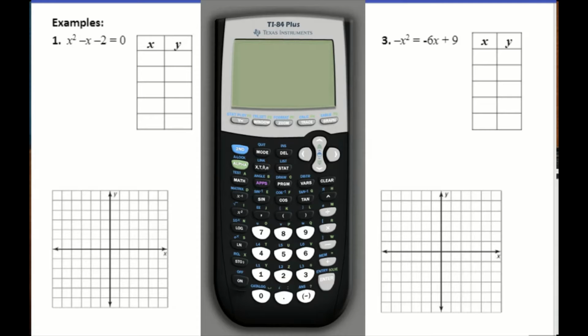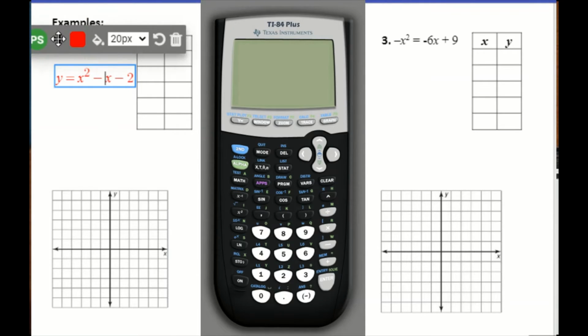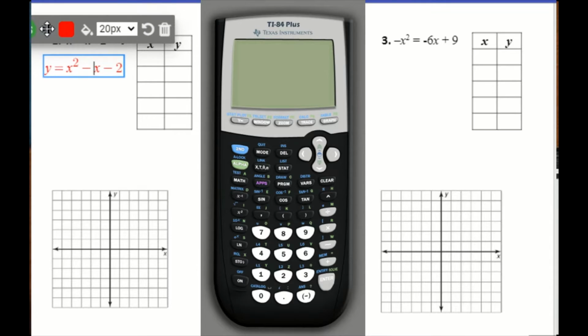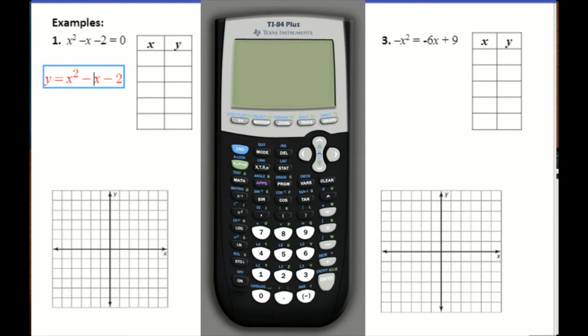The graph that we are going to use to solve this, or what we call the related function, is just y equals x squared minus x minus 2. So it's basically the exact same equation, except we're going to set it equal to y so that we can actually graph it. So this is what we call the related equation. Let's take a look and see what this graph is going to look like to just get an idea first, and then we'll actually construct the table and graph it by hand.